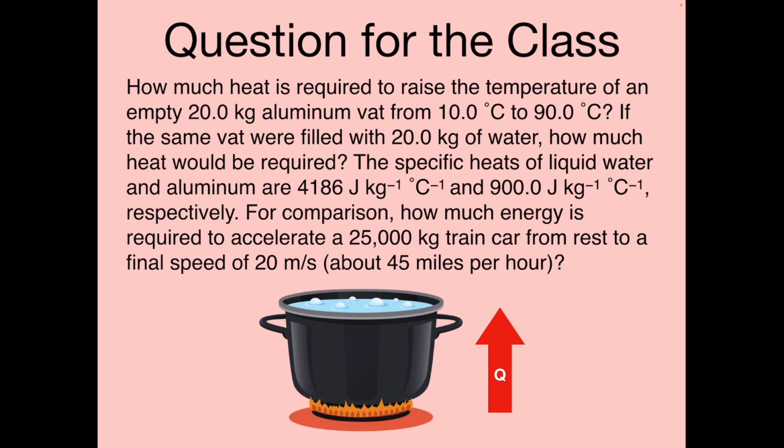So to do this, you're going to need to know that the specific heats of liquid water and aluminum are 4,186 and 900 joules per kilogram per degree Celsius, respectively. So as a final calculation, we're going to make a comparison. How much energy is required to accelerate a 25,000 kilogram train car from rest to a final speed of 20 meters per second, which is about 45 miles per hour? So pause the video for a second, try to do these calculations, and then we'll go through it together.